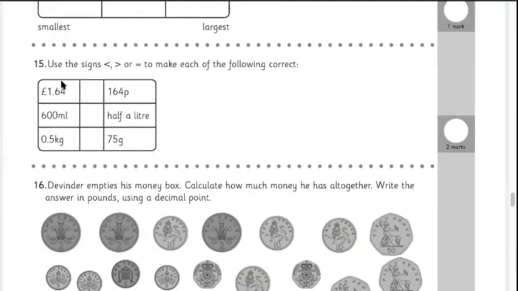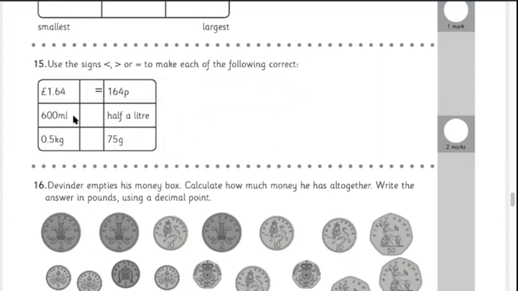So use the signs less than, more than, or equal to make each of the following correct. Now, £1.64, 164 pennies. We know that there are 100 pennies in a pound. So we have to times £1.64 by 100 and move each digit 2 columns to the left. So 1.64 times 100, we're moving everything along, which means this is going to be equal.